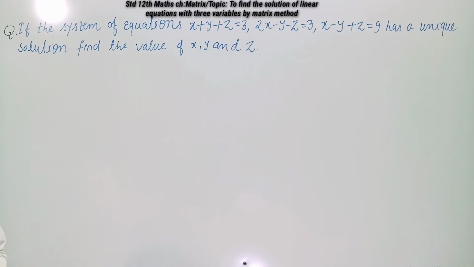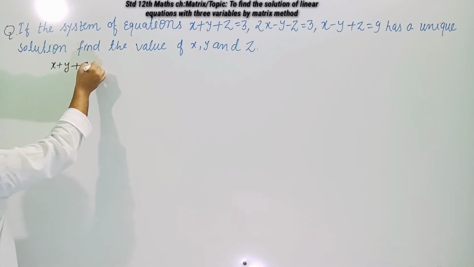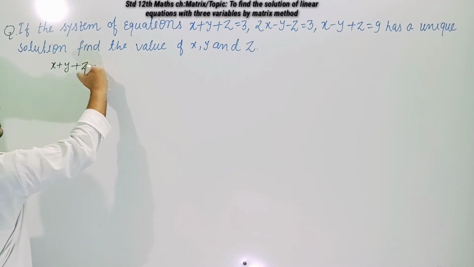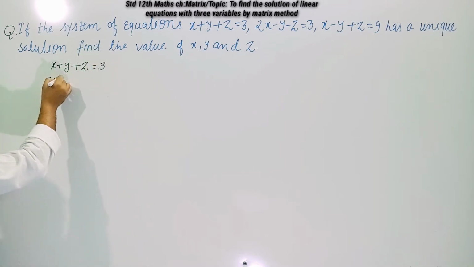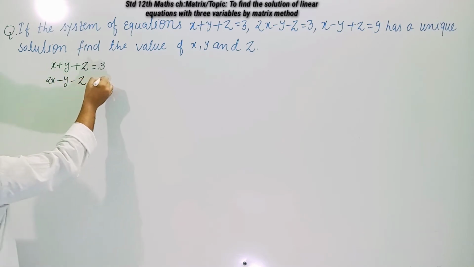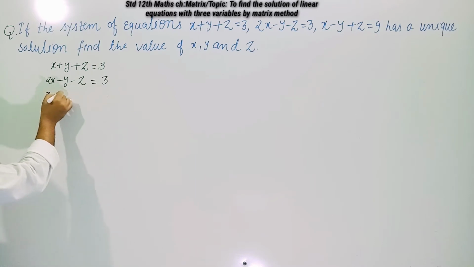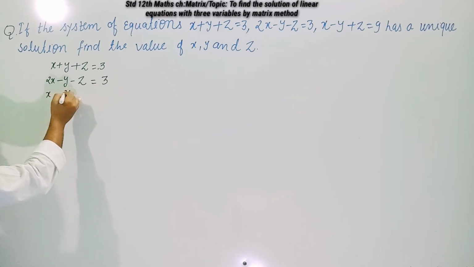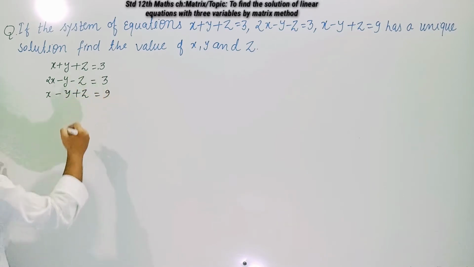Okay students, now here the equations are given. Just first of all writing these equations. The equations are x plus y plus z is equal to 3. This is the first equation, and 2x minus y minus z is equal to again 3, and x minus y plus z is equal to 9.